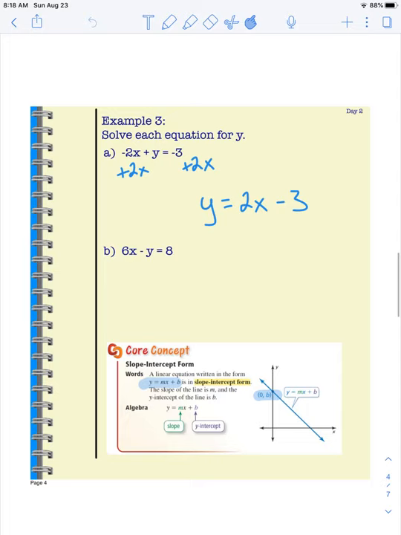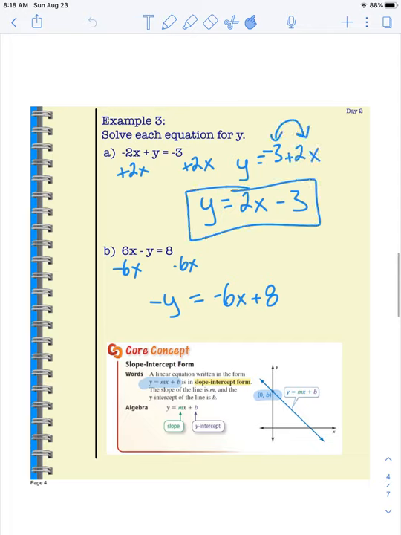All right, and then in example B, I have a positive 6x over here, so to get rid of it, I'm going to subtract 6x. And now I have negative y, be careful not to drop that negative, equals negative 6x plus 8. Now, why did I write the 2x in example A and the negative 6x in example B first? Because in mx plus b, the intercept is second. Just the way I'm doing it, in example A, you might have written y equals negative 3 plus 2x. All you have to do is flip those around to get the final answer. All right, so negative 6x plus 8.